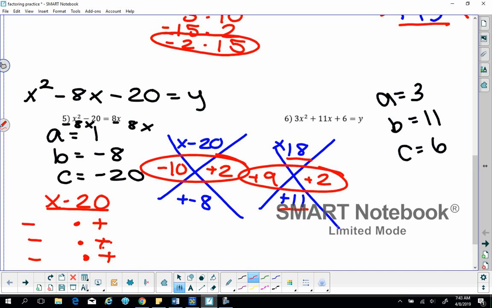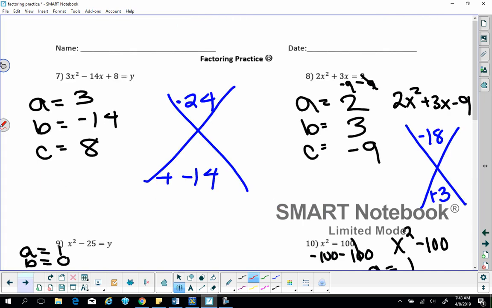Cool. What about the back page? We got 7. Go for it. We got 12 and 2. But the thing is it wouldn't add to negative. It would have to both be negative. And since it's not, that one wouldn't work. What else multiplies to negative 24?